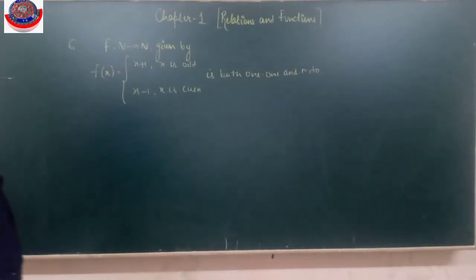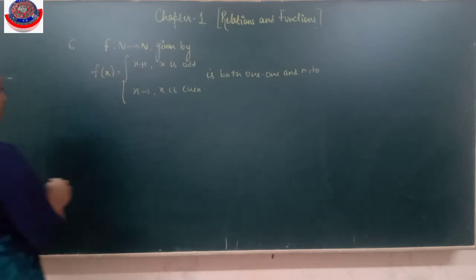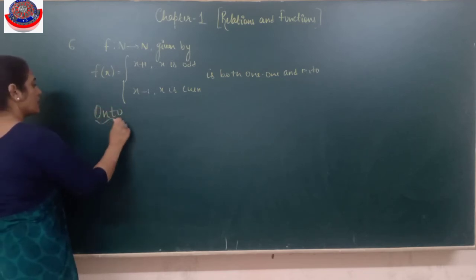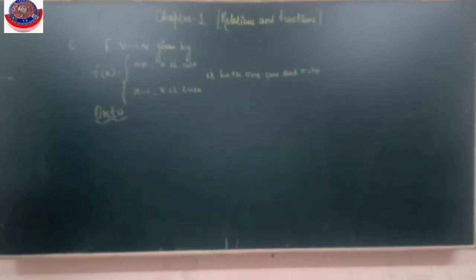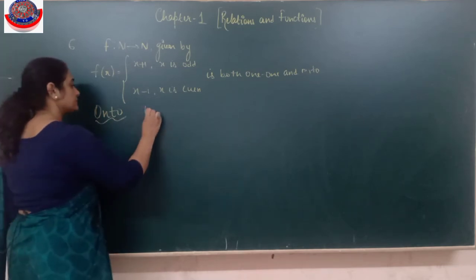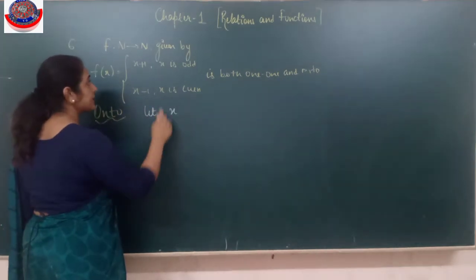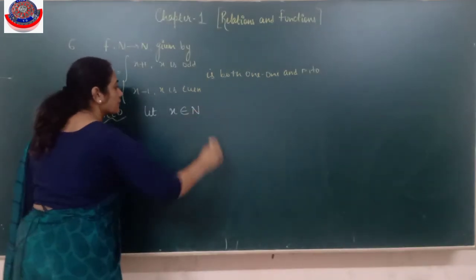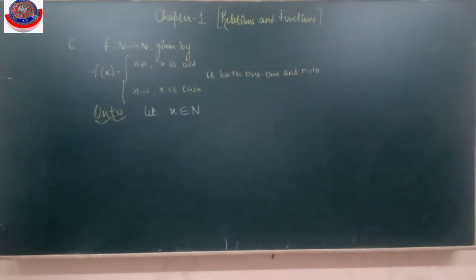Now coming to onto function. What do we do? We assume an element from the second set. Is it clear? We assume an element from the second set. Let there be some x in the second set. Alright, be an arbitrary element from the second set. Now again this will have 2 cases.